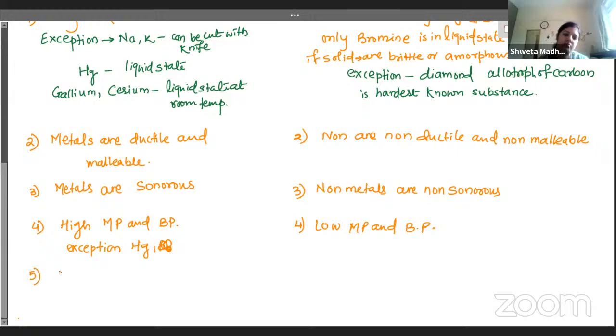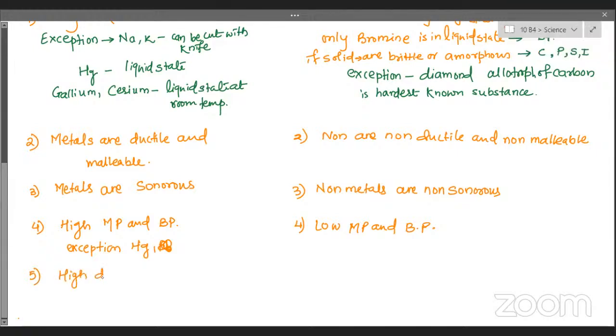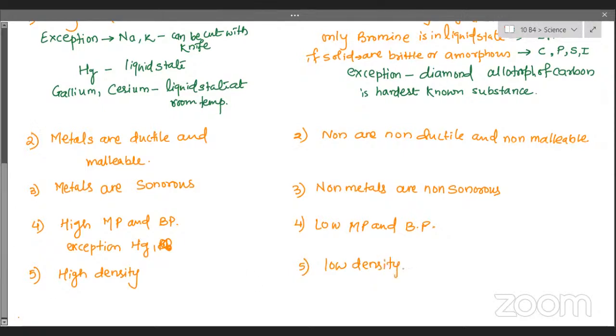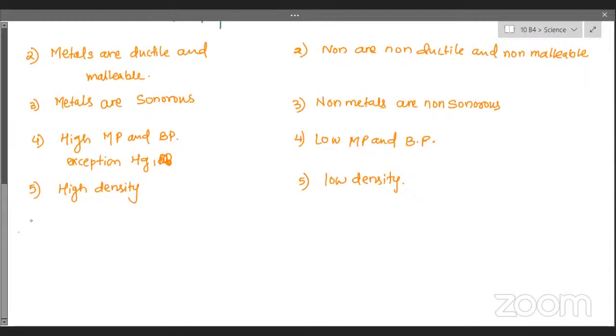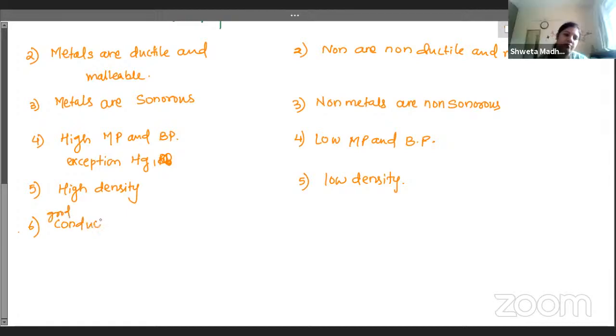Then fifth one, metals have high density, and non-metals have low density. Metals are good conductors of heat and electricity, heat and current. Non-metals are bad conductors of heat and current.